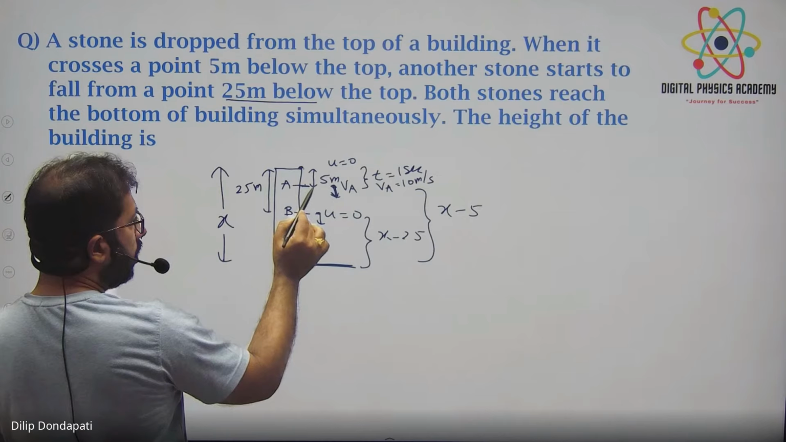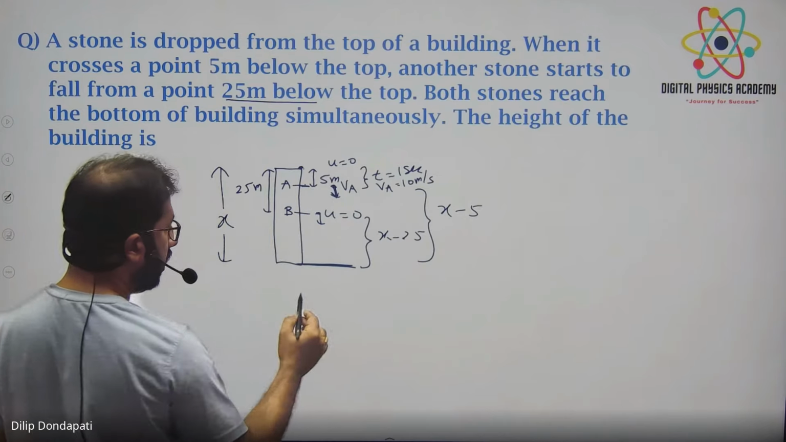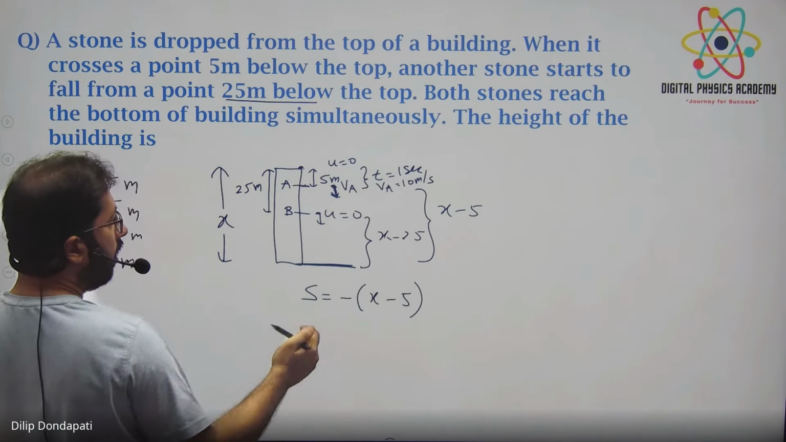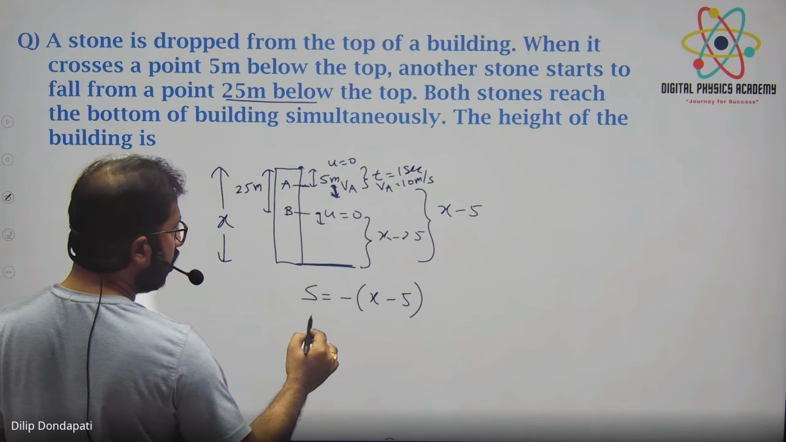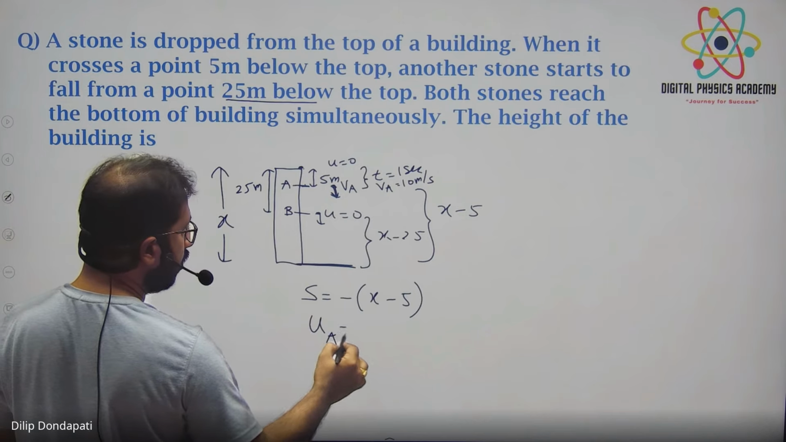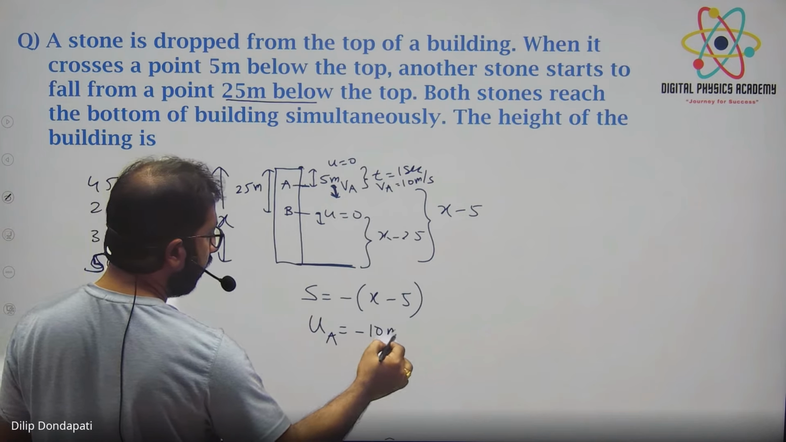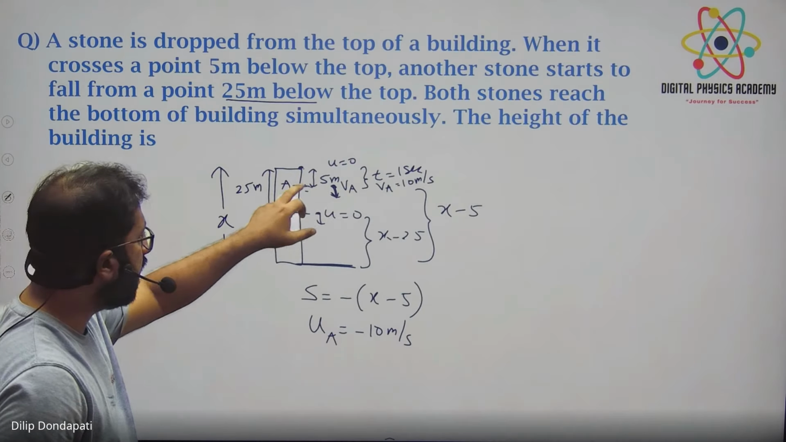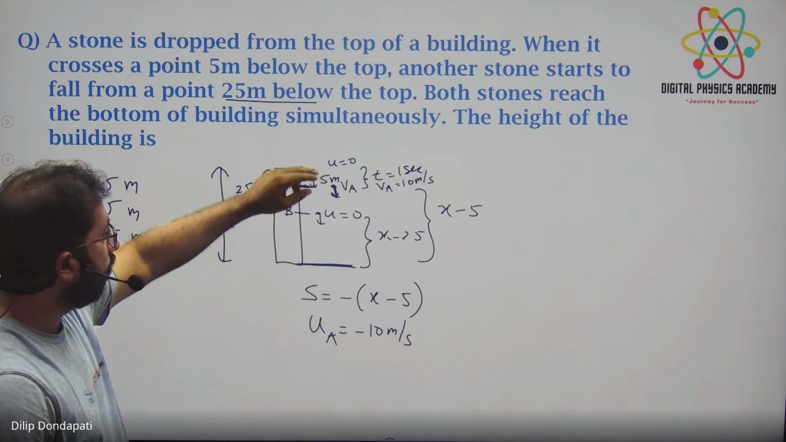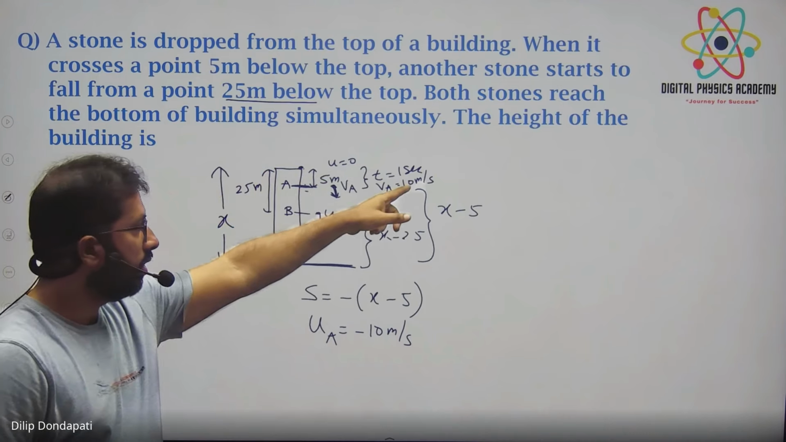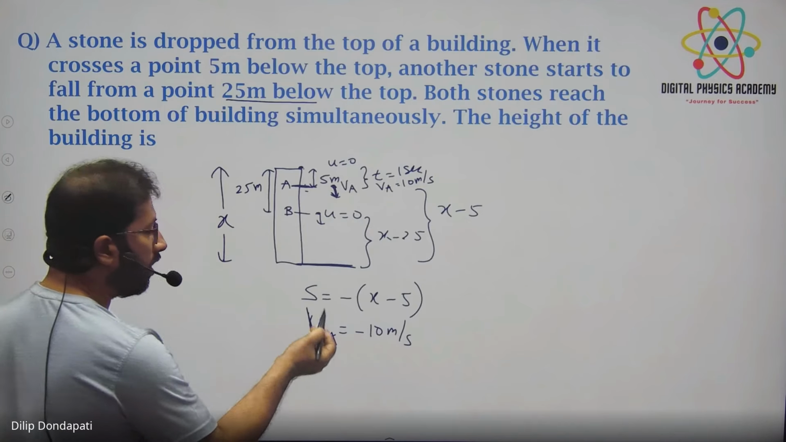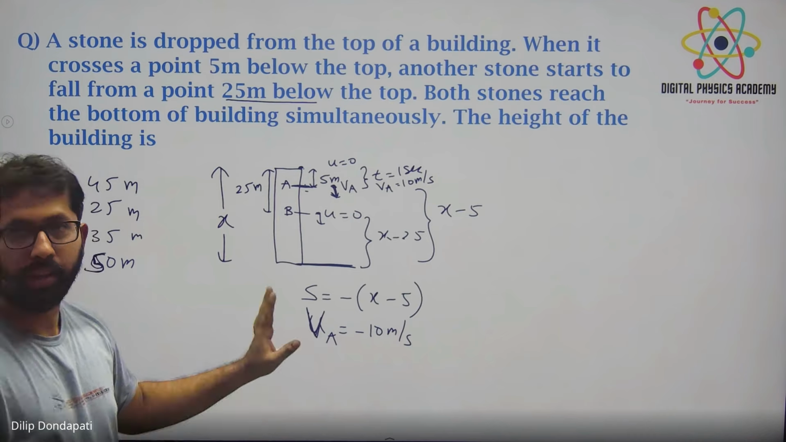Now use this one. Displacement is how much? Now s equals how much? Minus of x minus 5, downwards, right? And initial velocity is how much? At A, initial velocity is how much? Minus 10, downwards, right? Initial velocity? At A the velocity is 10, not 0. So should it be vA? vA is how much? 10, right? OK, I am writing the initial velocity as u.